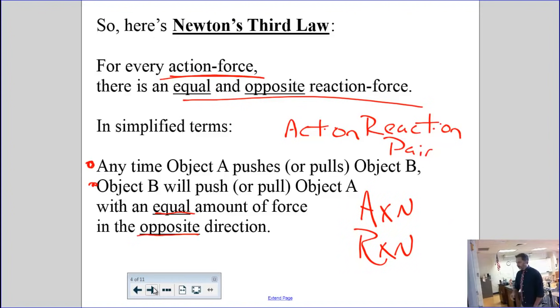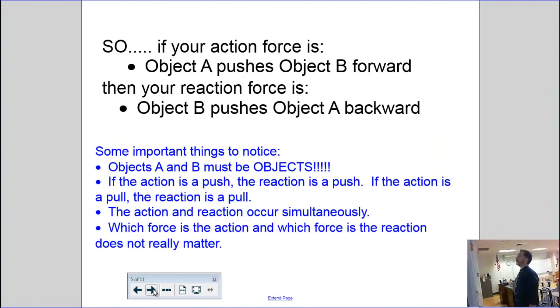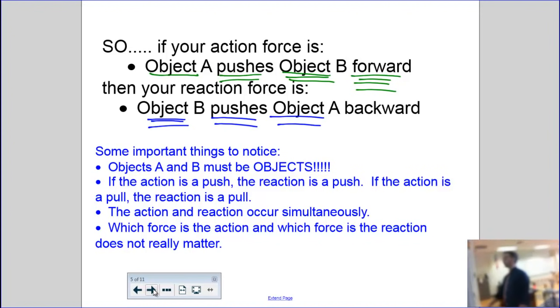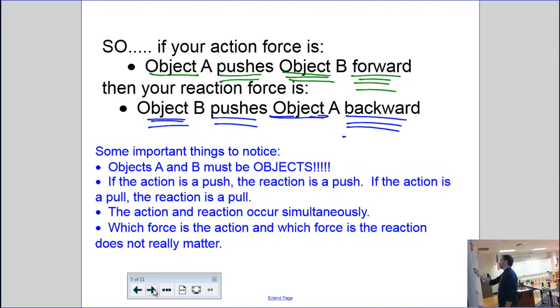All right, so this is huge. Anytime two objects come into contact, they exert equal forces on each other in the opposite direction. Okay? So, to super simplify this, it's this. If you have an action force, and that action force is object A pushes object B in a certain direction, then your reaction force is going to be object B pushes object A in the opposite direction.